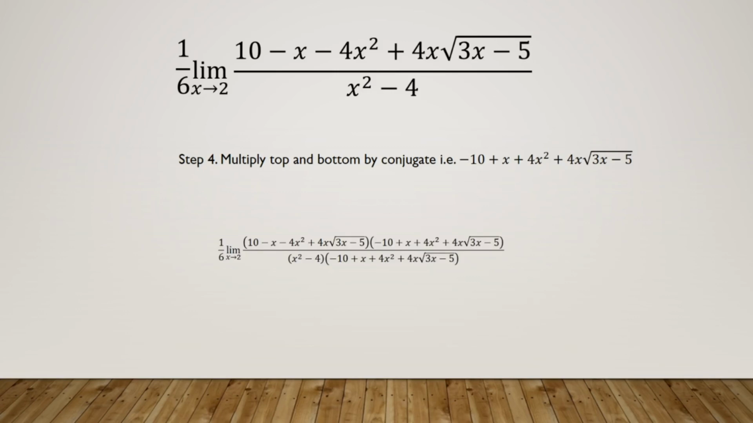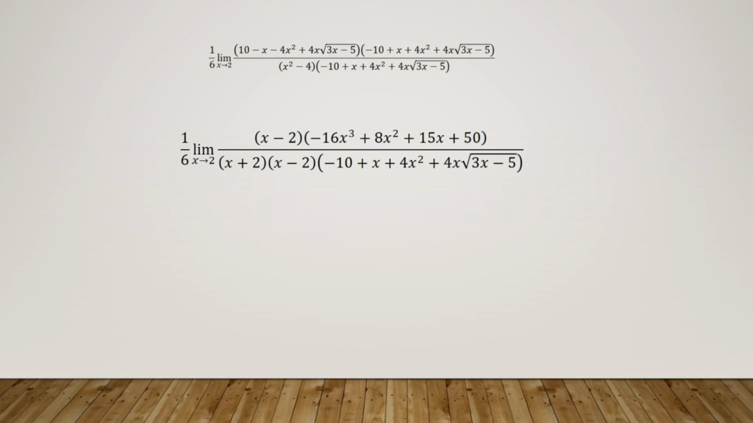Again, I still want to have the denominator in factored form, because I'm going to end up canceling out one of the x squared minus 4 factors. In this step, I factor out the x squared minus 4 to get x plus 2 times x minus 2. And with some multiplication, distributing, and factoring, I was able to pull out x minus 2 from the numerator.